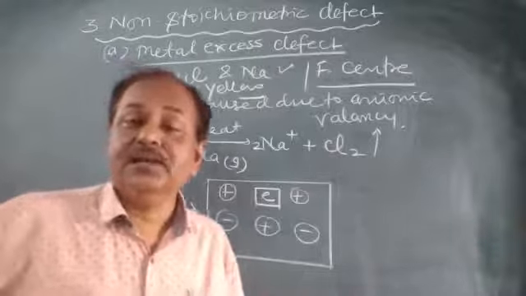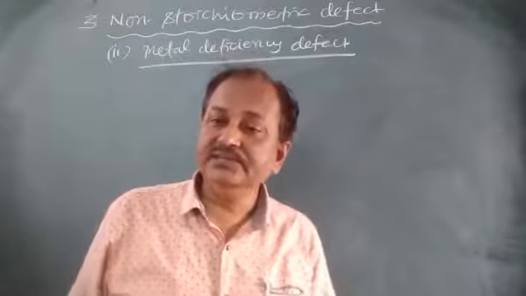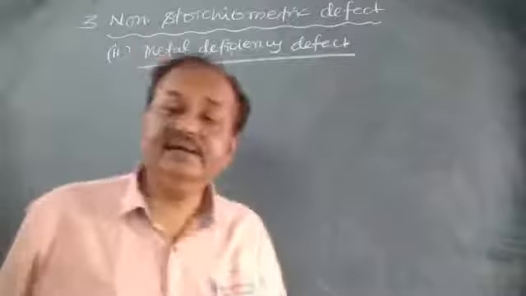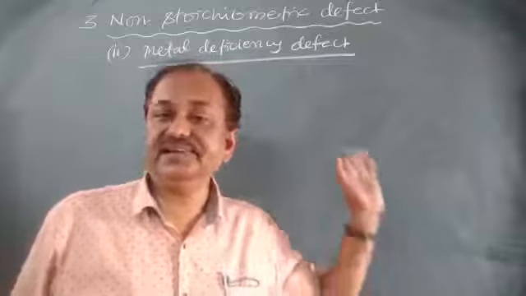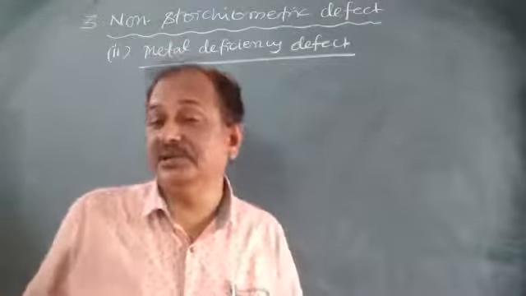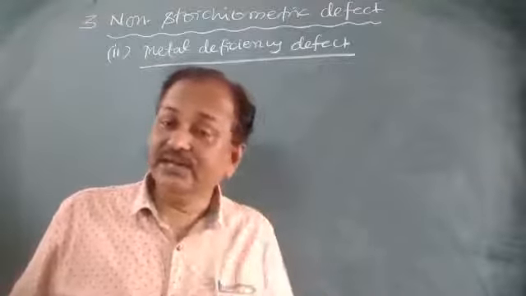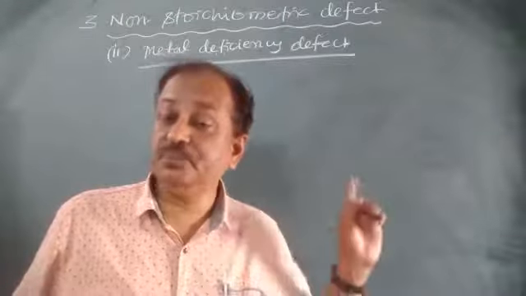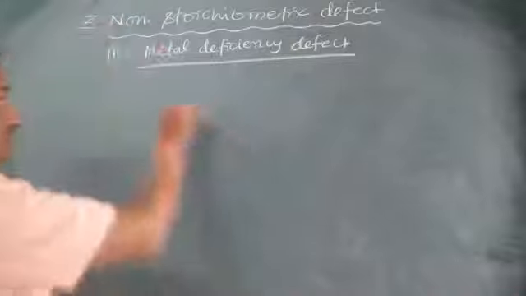Similarly, this is potassium. Now this is the last part of non-stoichiometric point defect, children, and it is called metal deficiency defect. As the name indicates, metal deficiency. So the density of the solid is decreased, and this is one point. The other point is that it is a property of the compounds or solids having variable valency.